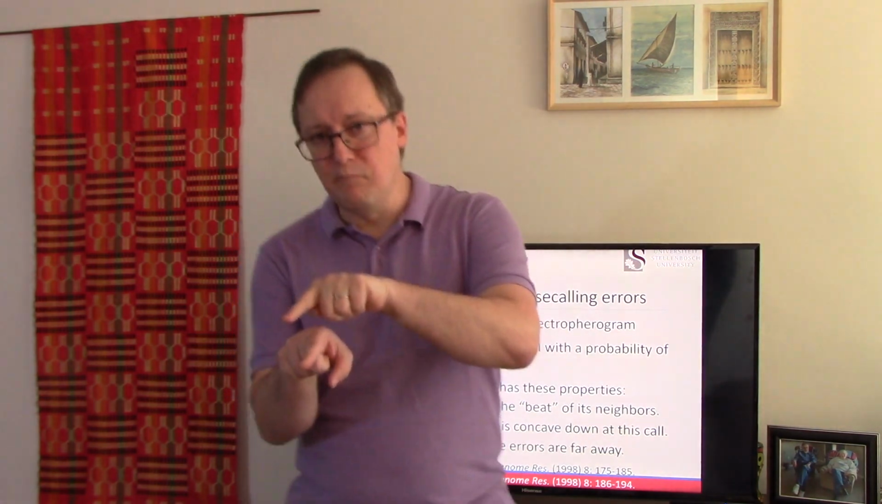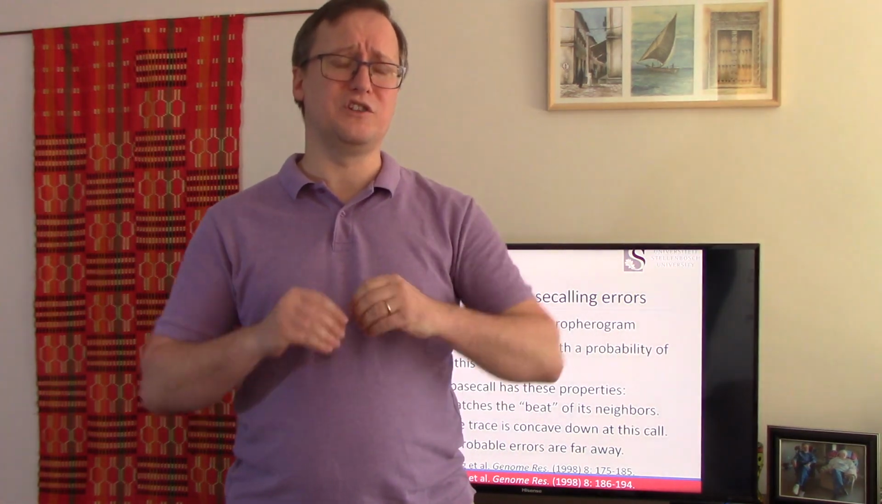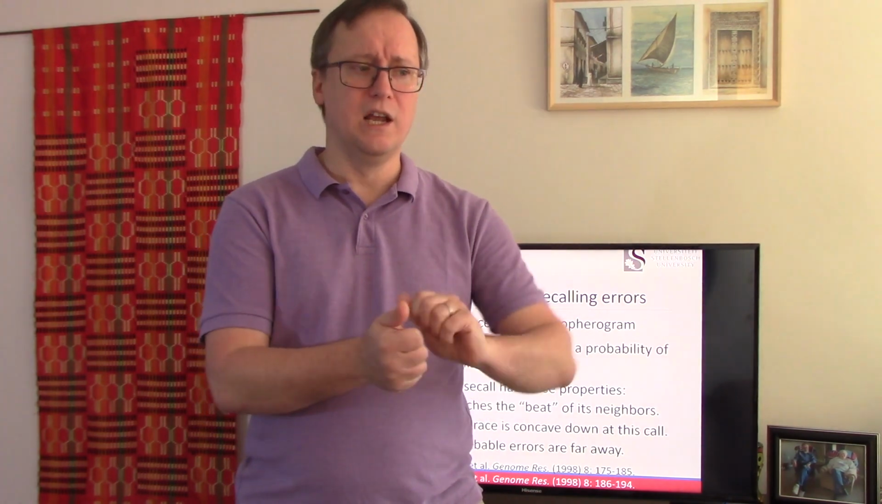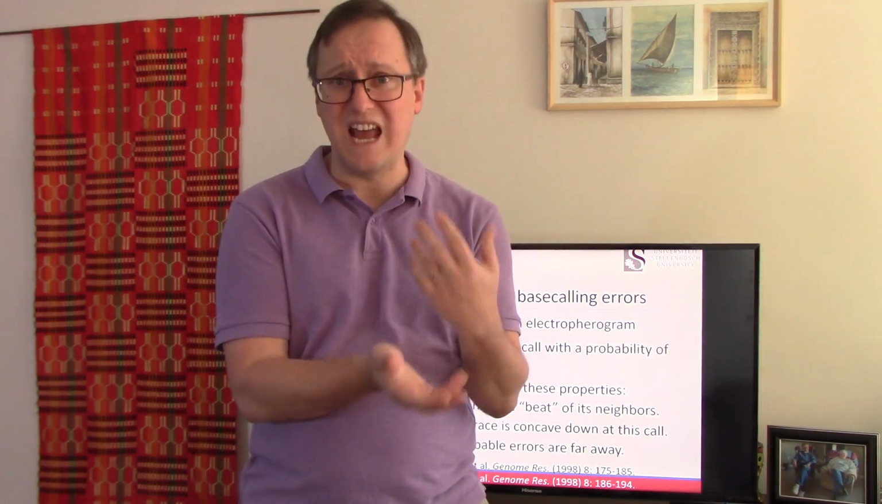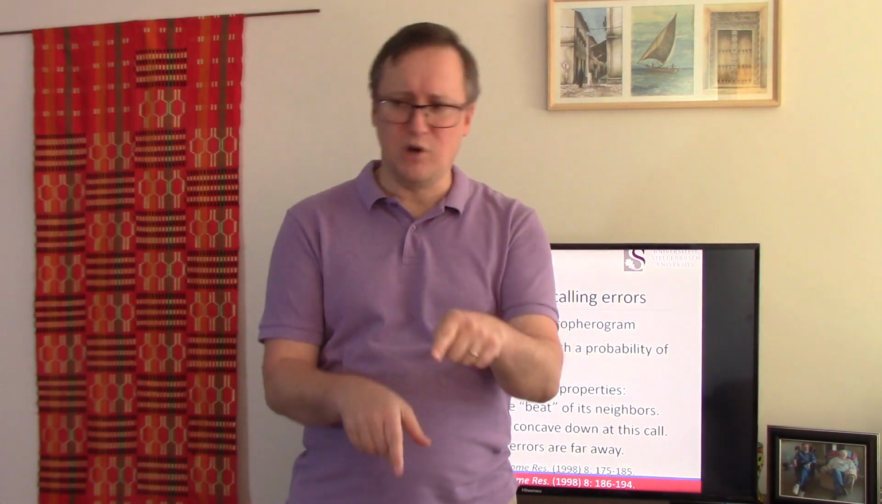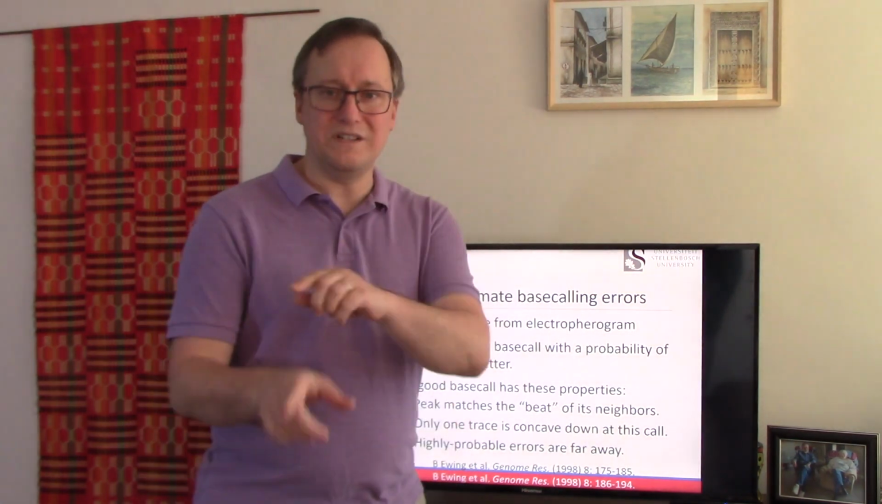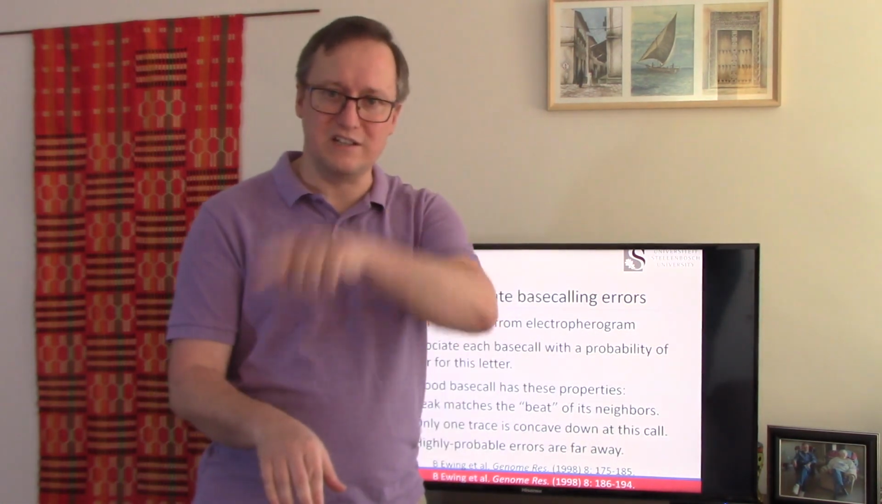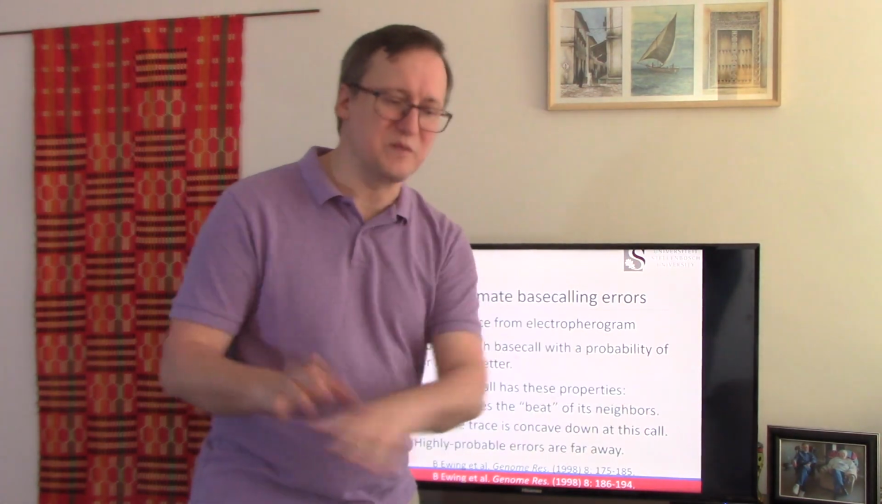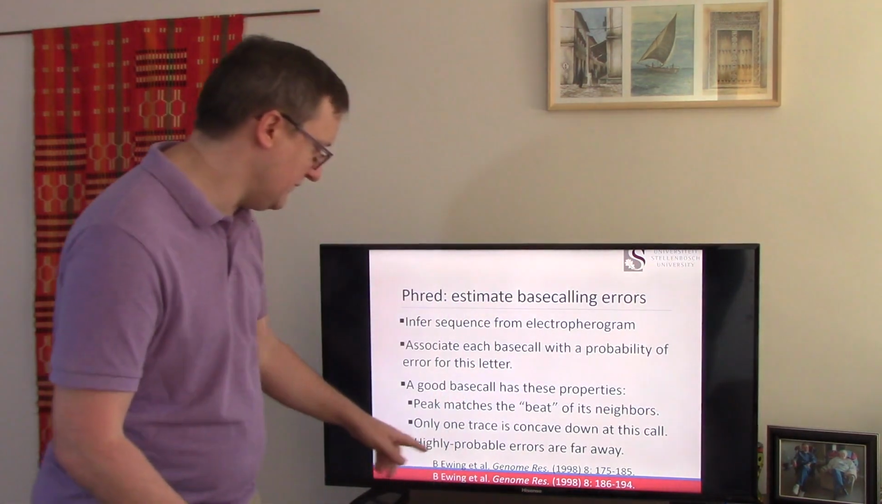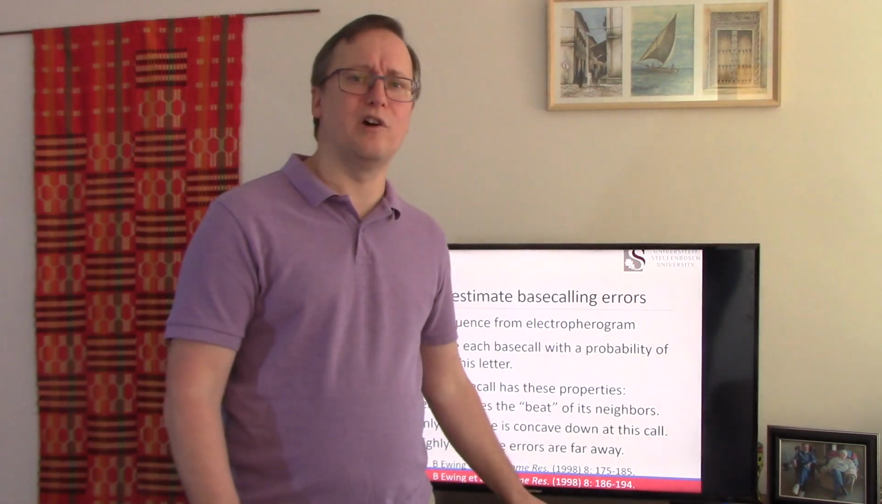So if you have multiple traces that are rising and falling together at a particular location, that's really worrisome. In the old days, that could mean that you were sequencing a person's genomic DNA at a spot where they had different alleles from mom and dad. So if you had a G from mom and an A from your dad, then both of those traces could be represented if you hadn't separated haplotypes in that way. All right, so what we see then is that we want to have only one trace producing this nice concave down shape. The other stuff is going to just be bouncing along in the baseline, hopefully. Highly probable errors are far away.